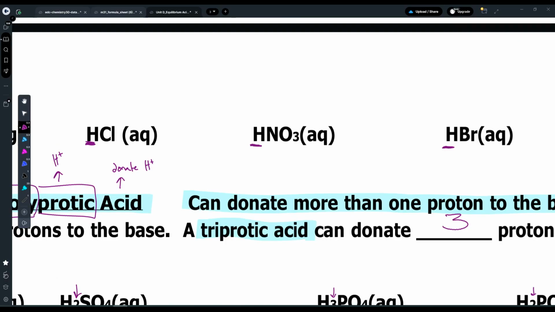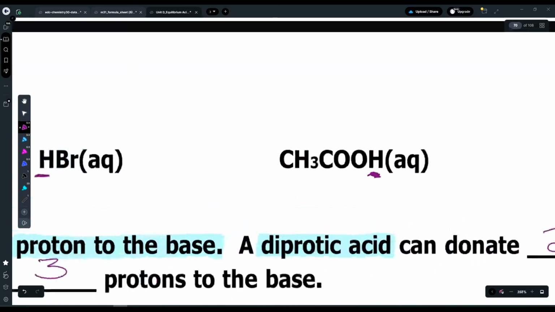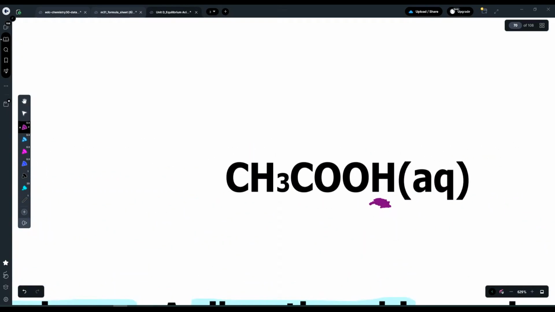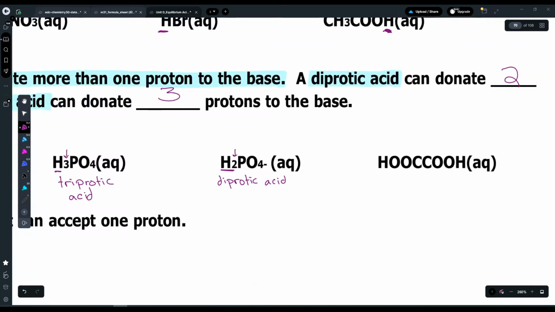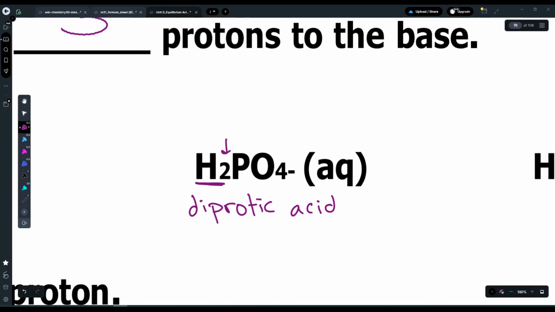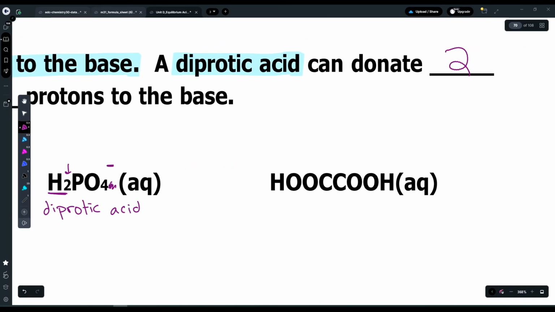The reason why I'm specifying that the hydrogens have to be acidic is that not all hydrogens are acidic. For example, in acetic acid, these 3 hydrogens are not acidic. It's only this hydrogen here. Okay, there's a little typo here. I'm just going to make it so that the negative is superscript rather than subscript.